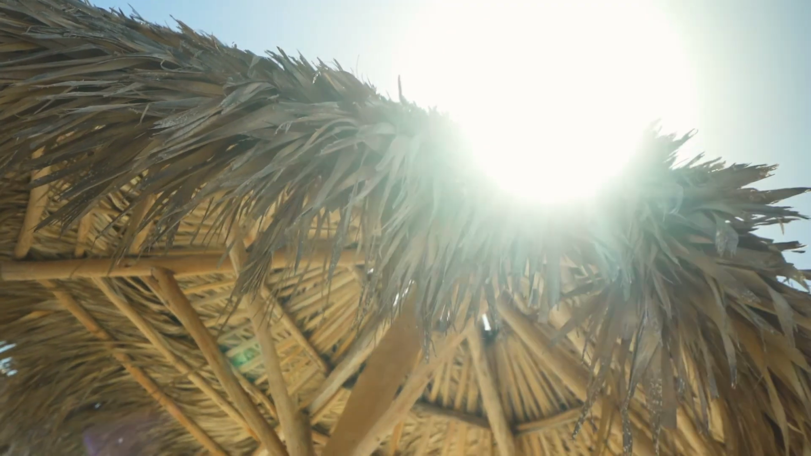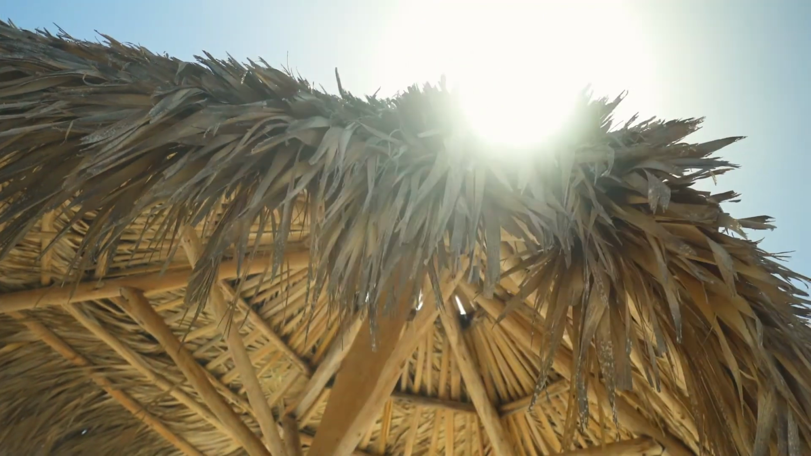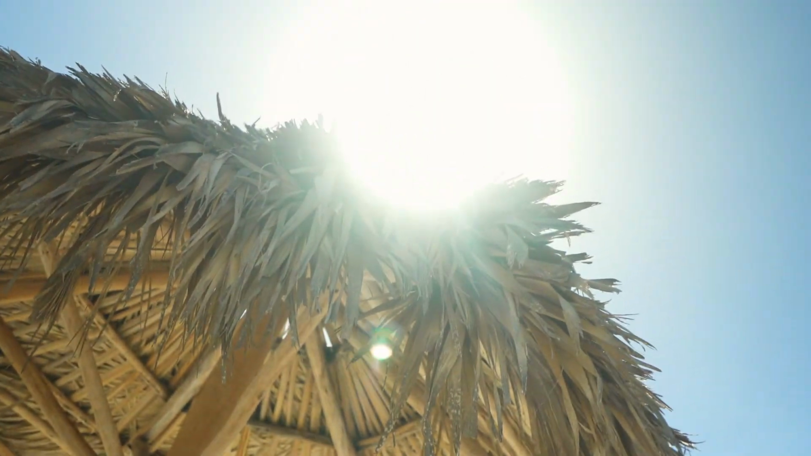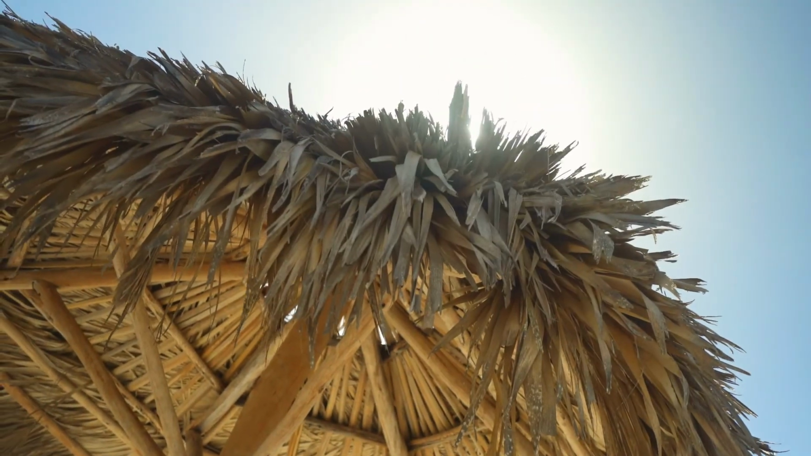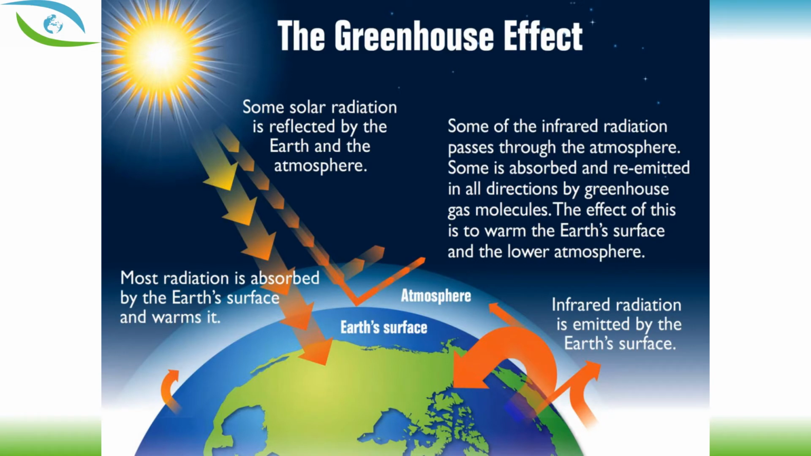Some of this heat energy is emitted from the Earth's surface back towards space. And it is these energy waves which bounce off the greenhouse gas molecules and back towards the surface. In effect, the atmosphere acts as a blanket around the Earth. By adding greenhouse gases, this blanket is getting thicker and so retains more heat.